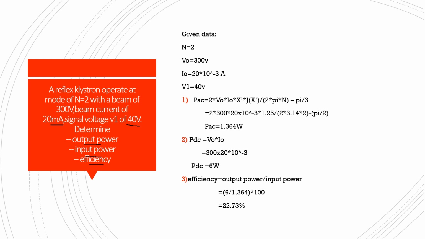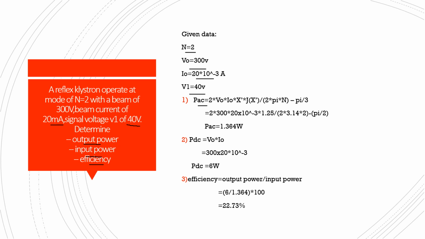Let us note down the given data, where n is equal to 2, that is the operation mode, and beam voltage is given as 300 volt, whereas the current in the beam is given as 2 into 10 power minus 3 ampere, that is 20 milliampere. The voltage V1 is given as 40 volt. First, we have to determine output power.